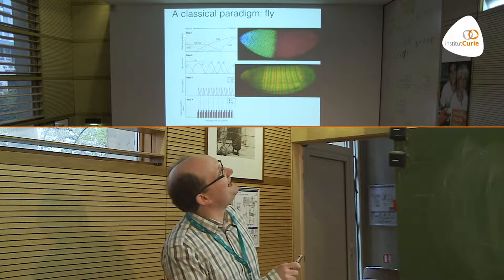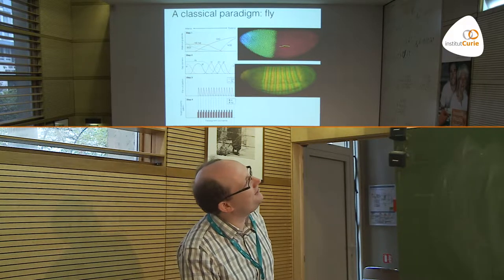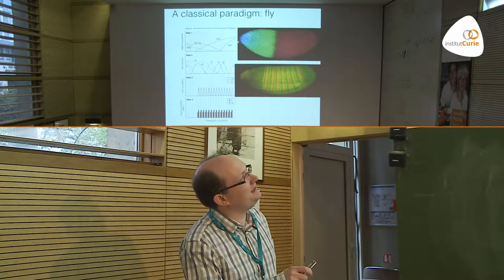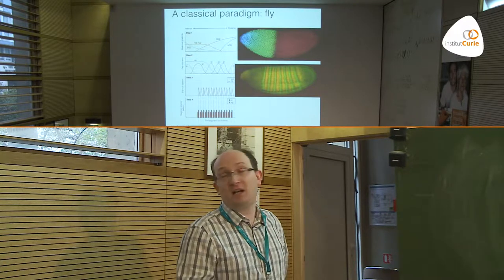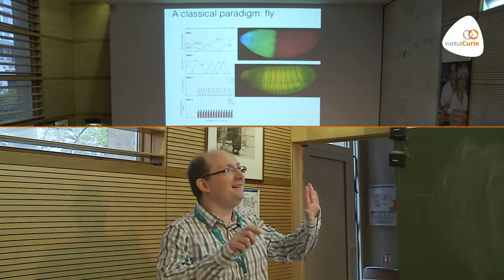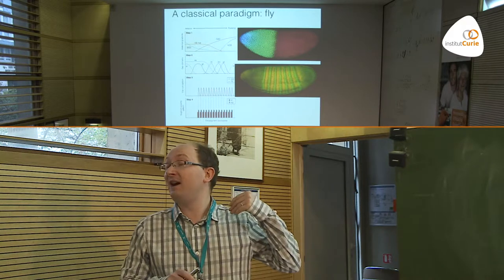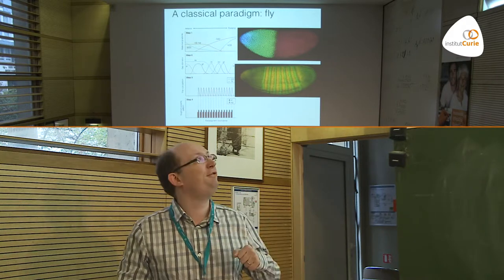So bicoid, it's a gradient. It has a gradient concentration, so it's in blue here. It's more concentrated in the head than in the tail. And bicoid, basically, I mean, it's very schematic what I tell you, and many things I'm going to tell you today are very schematic. But what bicoid does is define different thresholds of activation for different genes.